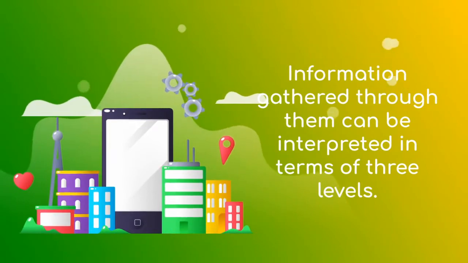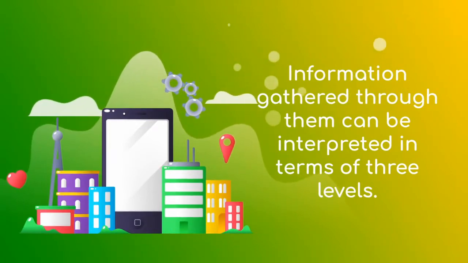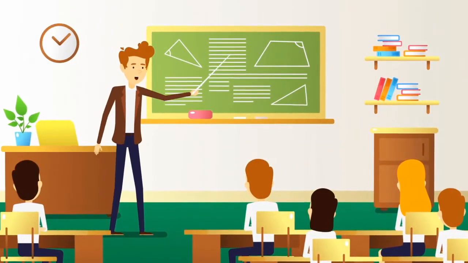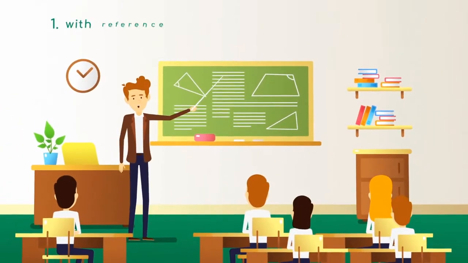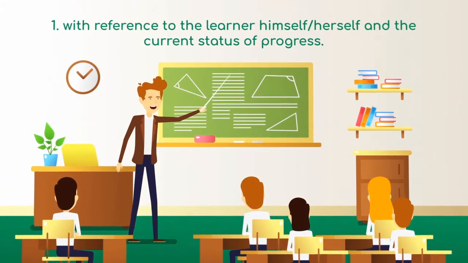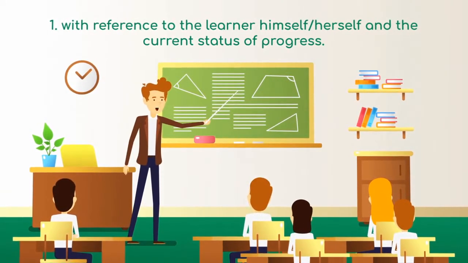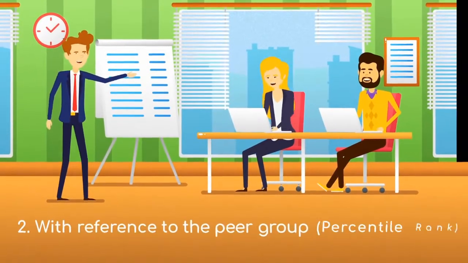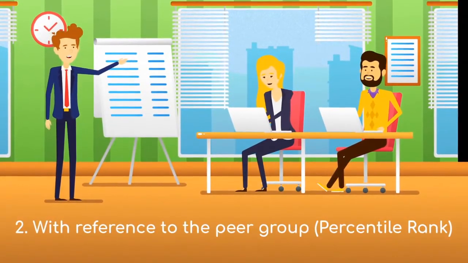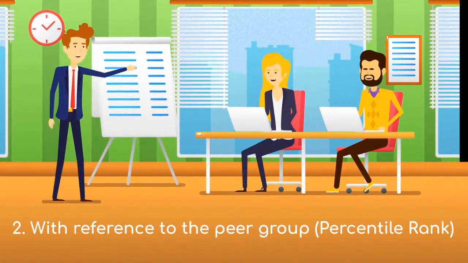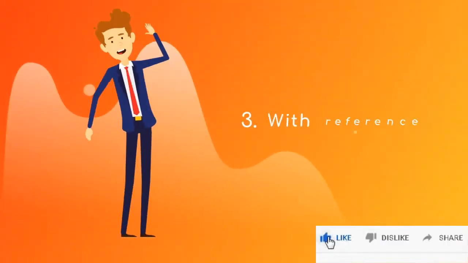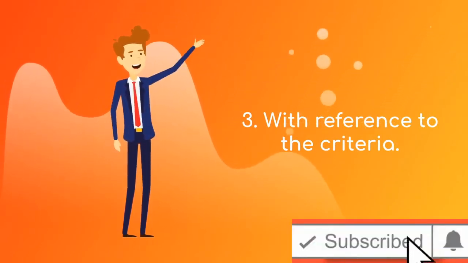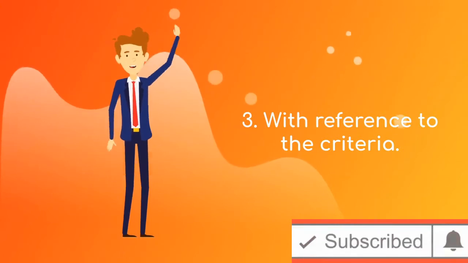Information gathered through them can be interpreted in terms of three levels which are very important. First, when we evaluate a learner's performance, we do this with reference to the learner himself or herself and the current status of the progress. We talk about their present progress, whereas with reference to the peer group means what is their standing as we compare them to the other students of the class, and third is with reference to the criteria. What are the expectations from the students and what they have achieved.